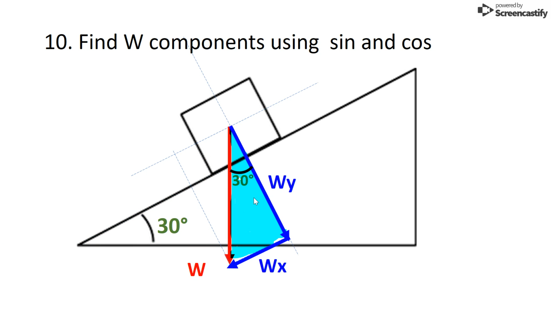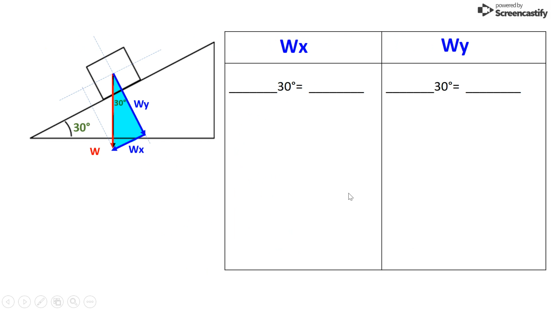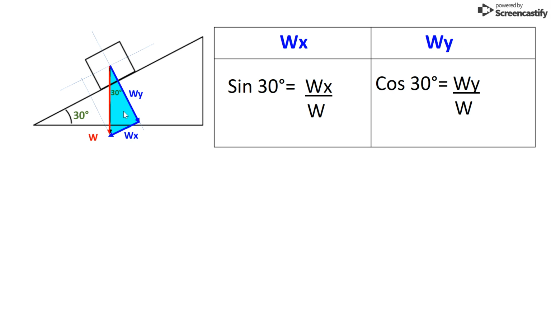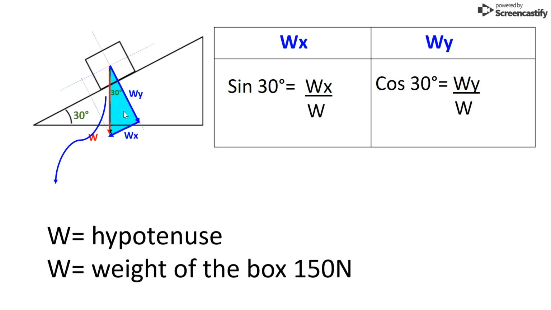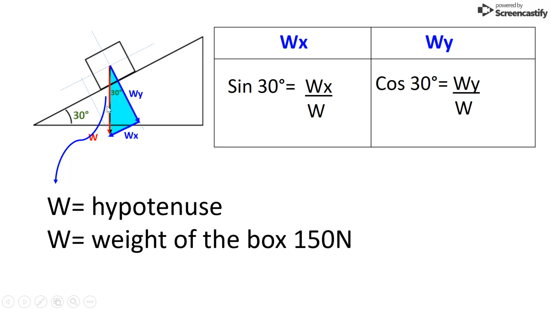Now we have this shaded triangle and the angle, and we are going to use sine or cosine to calculate the components. WX, or the X component, is opposite this angle, and the Y component is adjacent to this angle. Please notice the weight vector also represents the hypotenuse of this right triangle and was given in the problem as 150 newtons.